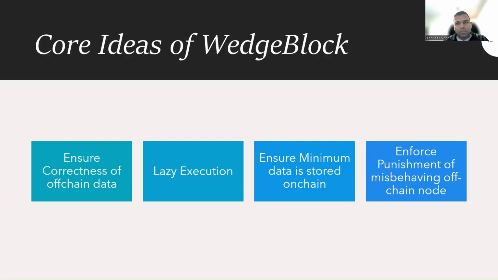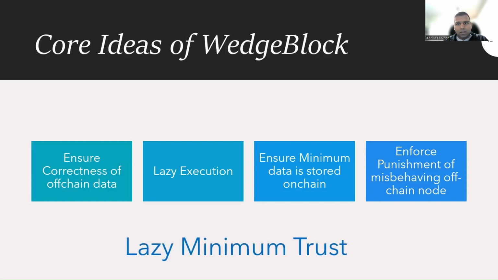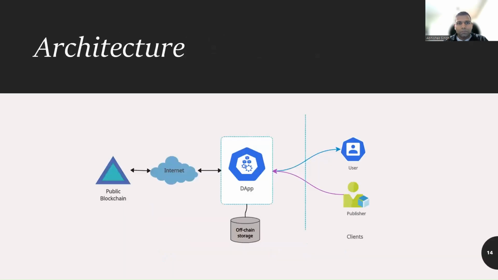We also ensure that a minimum amount of data is stored on the blockchain. We don't want a lot of data to be stored, as that increases the cost of operating the blockchain. Lastly, although we ensure that the data on the off-chain node is correct, we also create an avenue for clients to punish misbehaving or malicious off-chain nodes. This entire process we call lazy minimum trust, and this is the core of WedgeBlock.